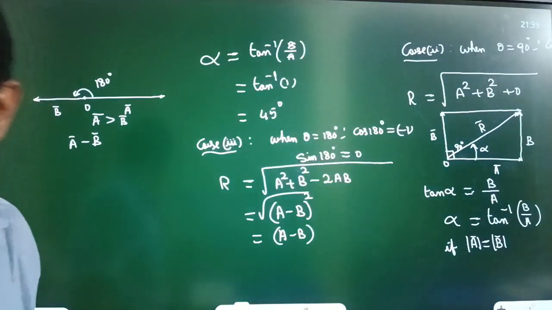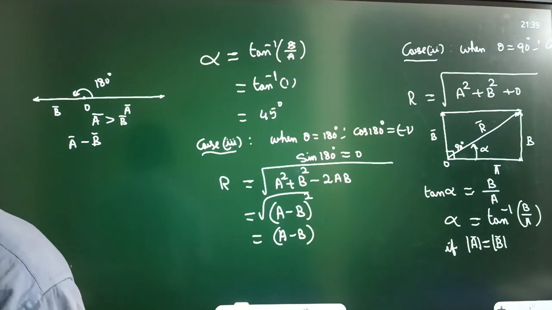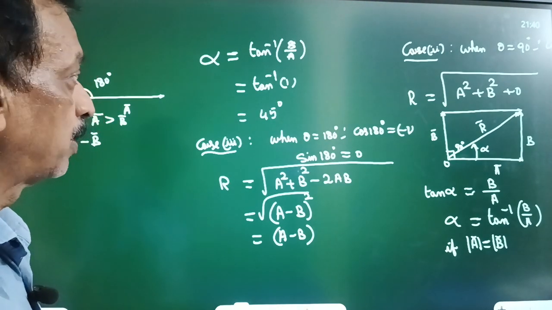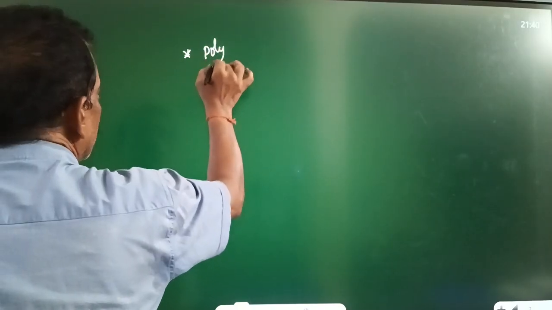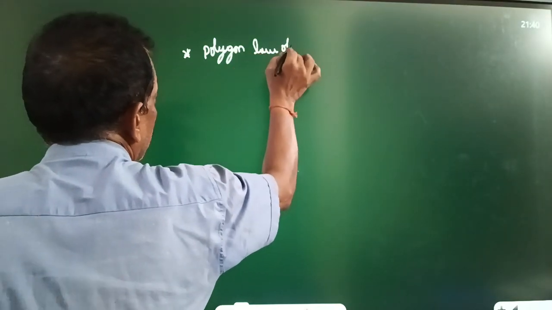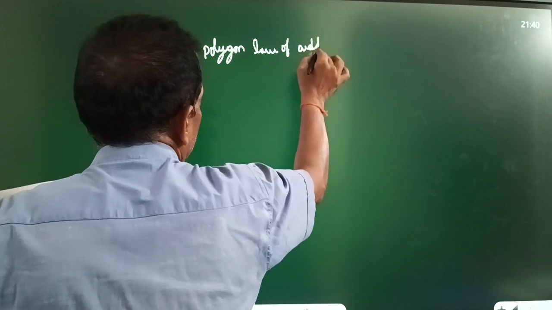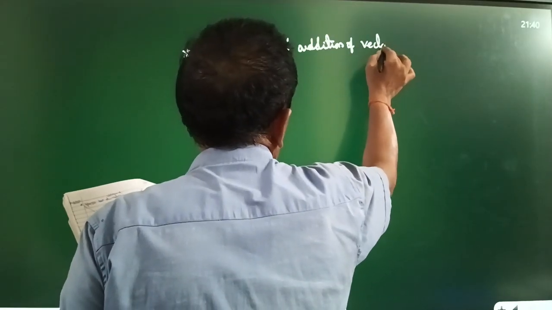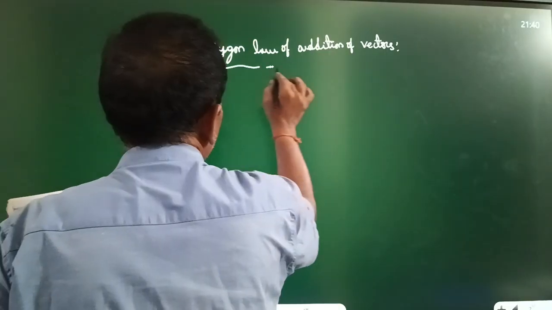Next, complete it. Next, write this: polygon law of addition of vectors. Polygon law of addition of vectors.